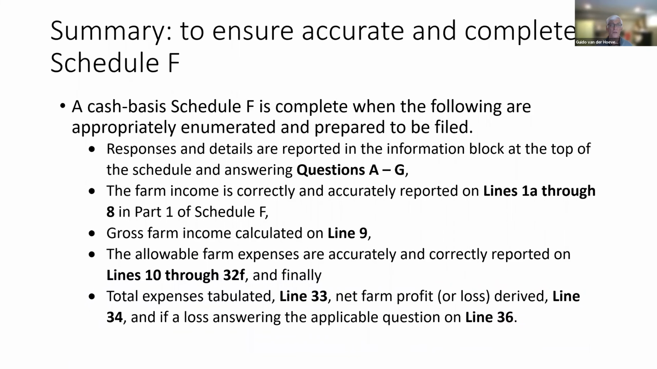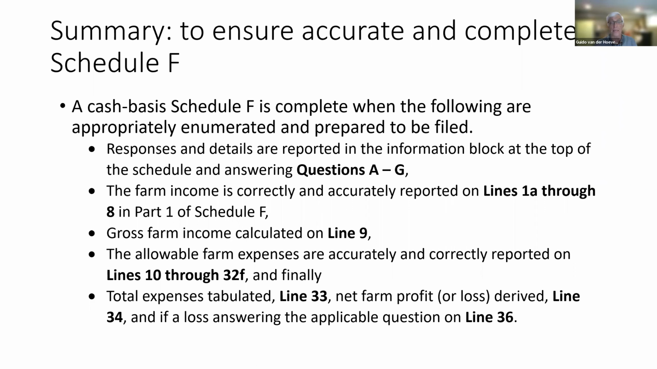So the summary of all of this as we're wrapping up, and looks like we've got this, is that cash basis is going to be complete when the following are appropriately enumerated and are prepared to be filed. The responses and details are reported in the information block at the first, and we're going to answer questions A through G. Then part 1, we're going to look at farm income.